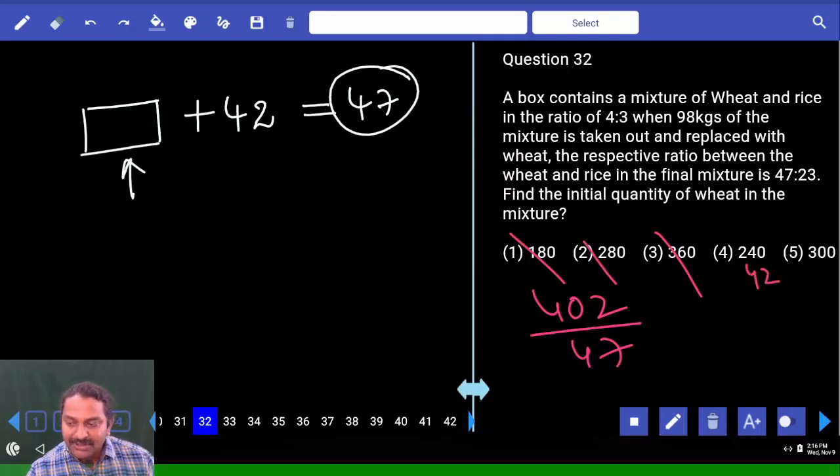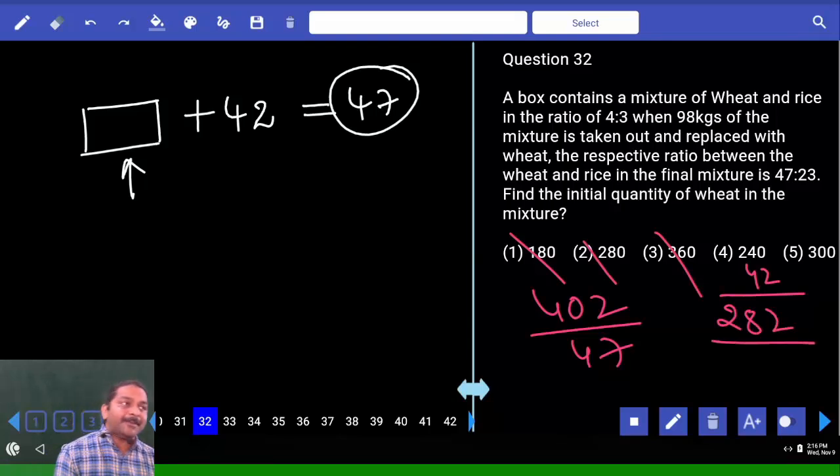For the fourth option, if you add 42, you get 282. Is 282 a multiple of 47? We just calculated 6 times of this number. Yes. Hence, for the fifth option also, if you add 42, you get 342. Is 342 a multiple of 47? All are eliminated except option 4. That's the final answer. That's how you can eliminate options if you don't want to follow that approach.